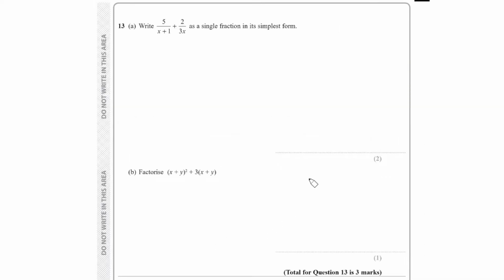Question 13, we've got some algebraic fractions now. So part A, write 5 over x plus 1 plus 2 over 3x as a single fraction in its simplest form. So obviously that just means we need to add them and then see if we can simplify it.